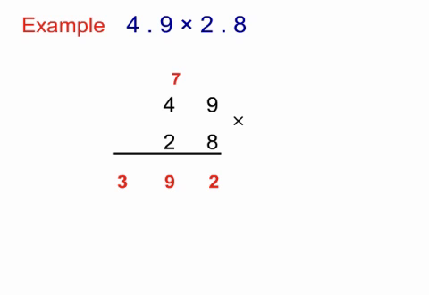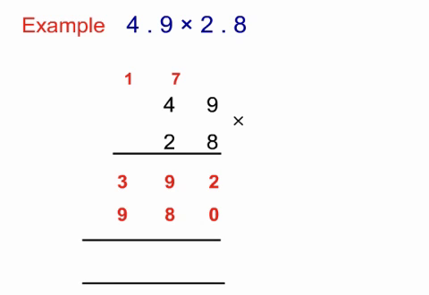Move on to the next row. Here we're multiplying by 2. So first of all we place a 0 in the right hand column. Now we multiply 2 by 9, which is 18. Carry the 1 shown at the top. 2 times 4 is 8, plus 1 is 9. Now we have our second row, 980.